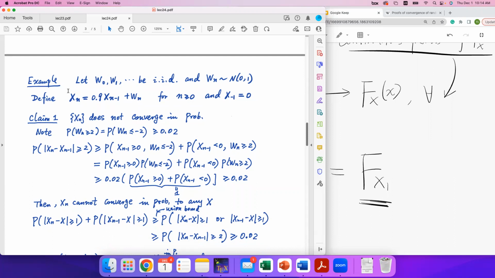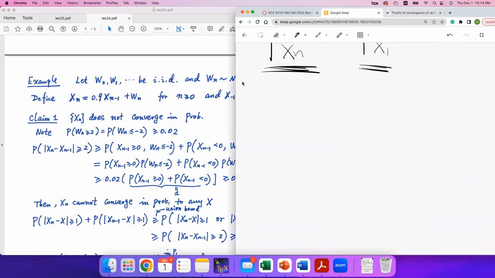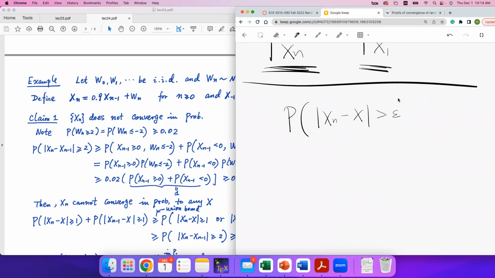And we will check the convergence behavior of Xn. So claim one is that it does not converge in probability. We can check the convergence in probability criterion. To check convergence in probability, we need to look at this kind of event: |Xn minus X| greater than epsilon, and push it to the limit.